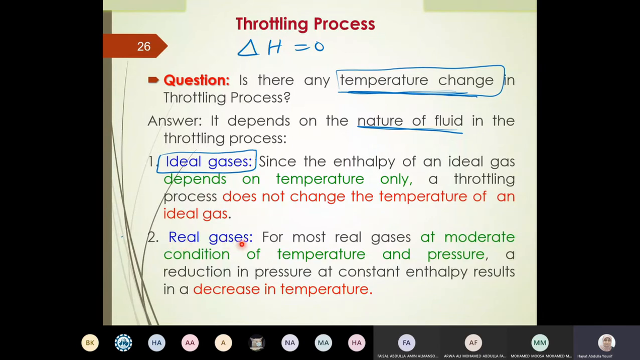Now, with regard to real gases, if you have moderate conditions of temperature and pressure, then normally when delta H is equal to 0, a reduction in pressure at constant enthalpy will result in a reduction in temperature. In other words, if delta H is equal to 0 and the pressure decreases, which is the case in a throttling process, because in a throttling process the pressure always gets lower, then a reduction in pressure will lead to a reduction in temperature. So the answer is the temperature will decrease if you have real gases. That is with regard to real gases.